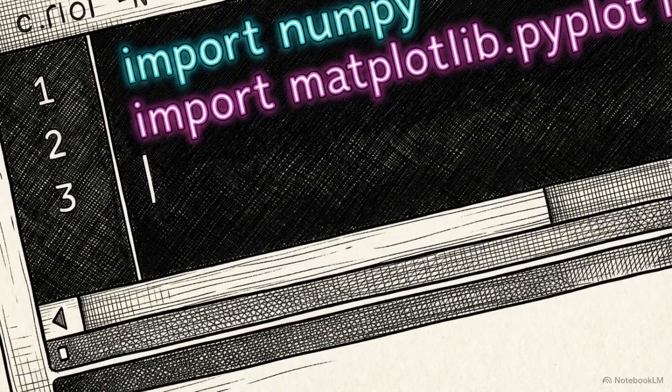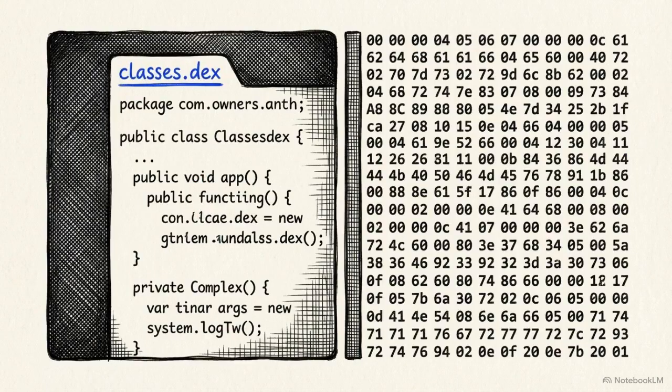Now we build the script. First, we instruct the script to import the numpy and matplotlib.pyplot libraries. Next, we tell the script to read the extracted classes.dex file entirely as raw bytes. This diagram illustrates the core mathematical conversion. We translate those bytes into an 8-bit binary vector, assigning a value of 0 for a black pixel, 255 for a white pixel, and the spectrum between them as grayscale.